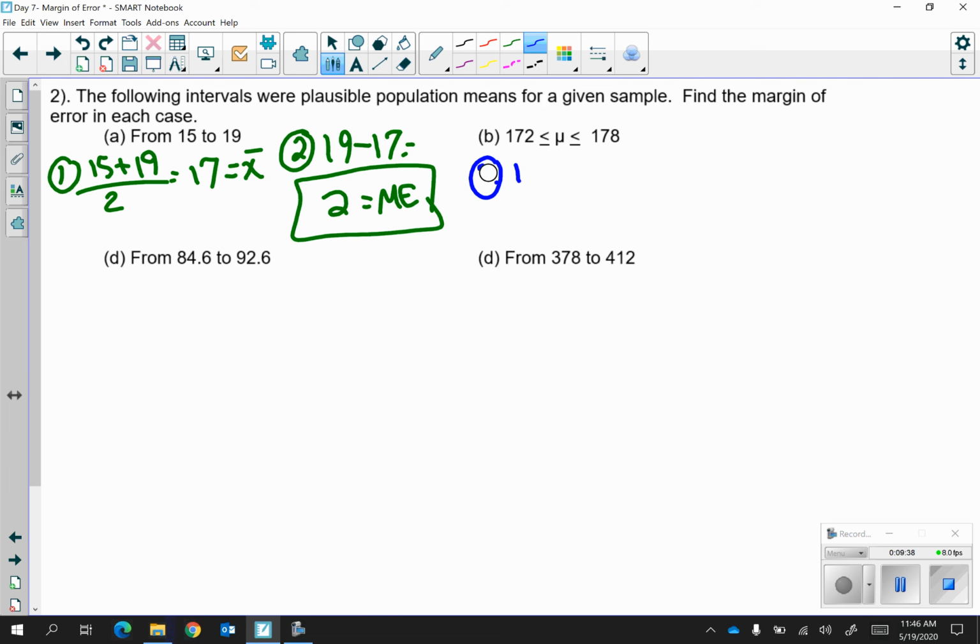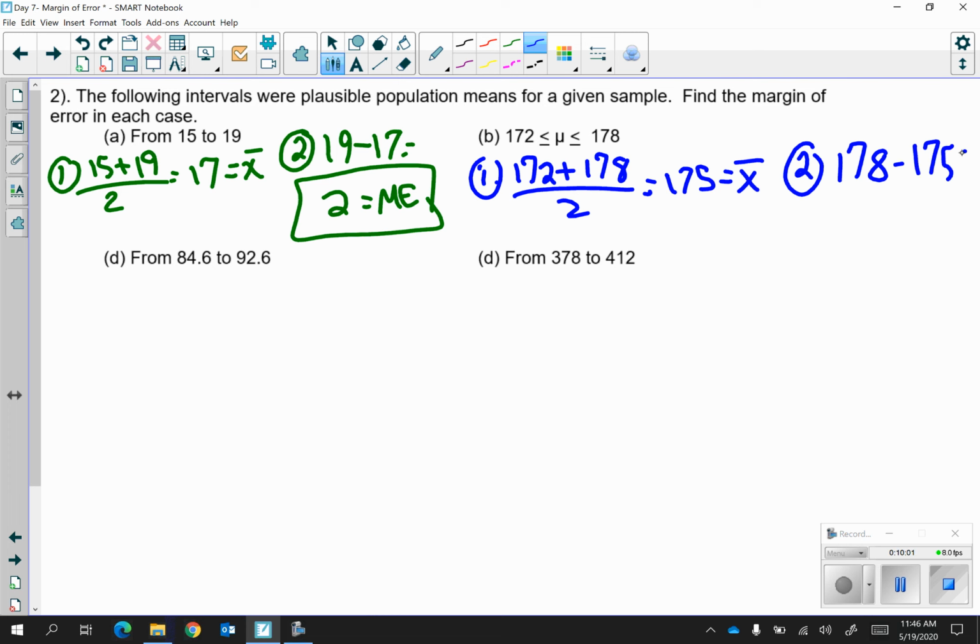Not step 2, we're starting with step 1. So here we have 172 plus 178 over 2. We're going to get the sample mean is 175 as your x bar. Step 2, take the upper limit, subtract your sample mean, and you should be getting 3 as your margin of error. Parts C and D are going to be for your assignment as well.